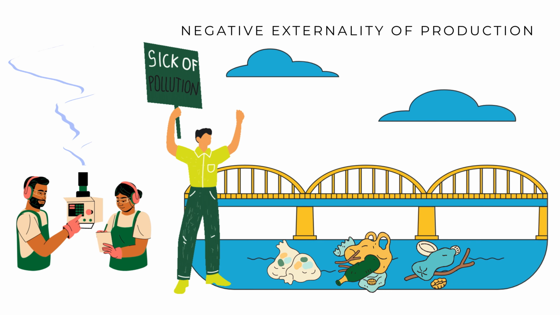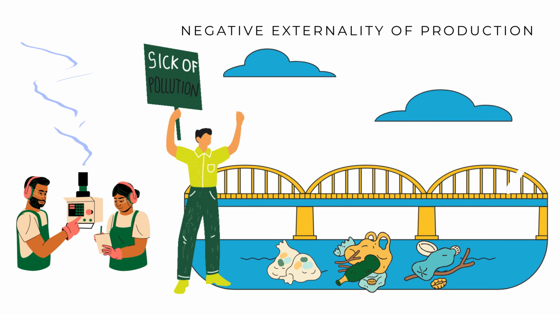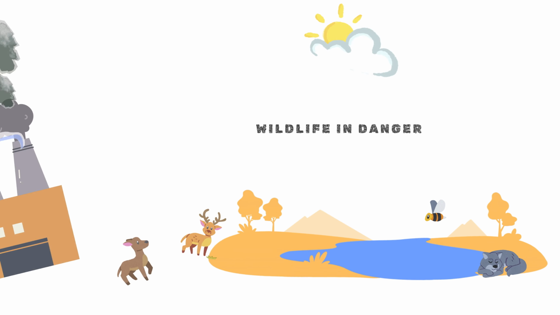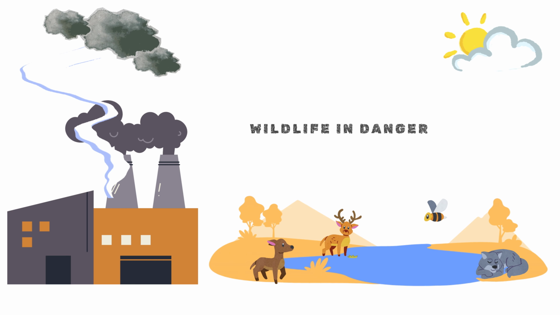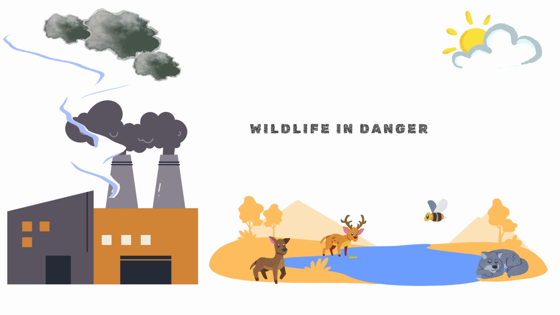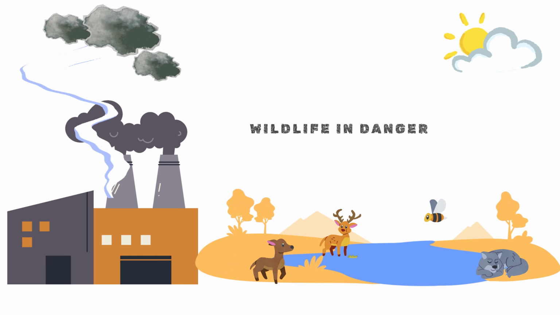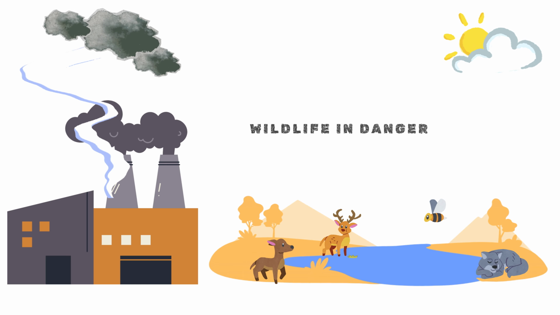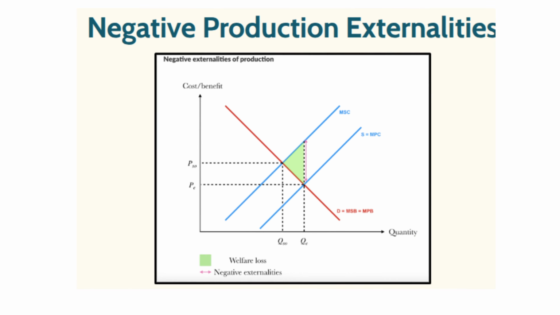A negative externality of production occurs when producing a good creates costs for third parties. Factory pollution is a common real-world example. A factory may produce goods at a low cost, but pollution can harm nearby residents, wildlife, and air quality. These external costs are not included in production costs, leading to overproduction.